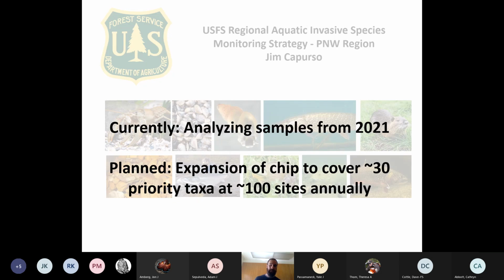Right now, we're analyzing samples that were collected in 2021 and comparing our concordance between the high throughput platform with single species qPCR and coming up with some best practices for communicating those results to our management partners, particularly to the individual forests where these samples are coming from. But the planned goal for this project is to expand the chip to cover about 30 taxa that are a priority in Region 6 for the U.S. Forest Service, running about 100 sites annually on this chip as part of the overall AIS monitoring strategy.